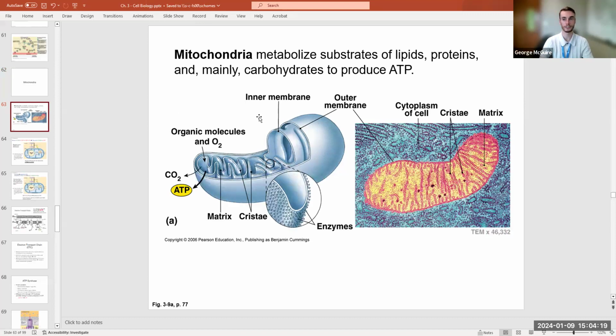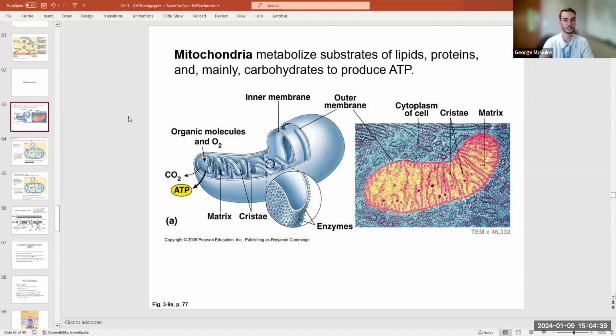A mitochondria is not needed for the production of ATP. There are cellular processes that can produce ATP within the cytosol, or in some of our other organelles, but the mitochondria is especially efficient at it, and produces much, much more than any of the other ways of producing ATP in the cell.